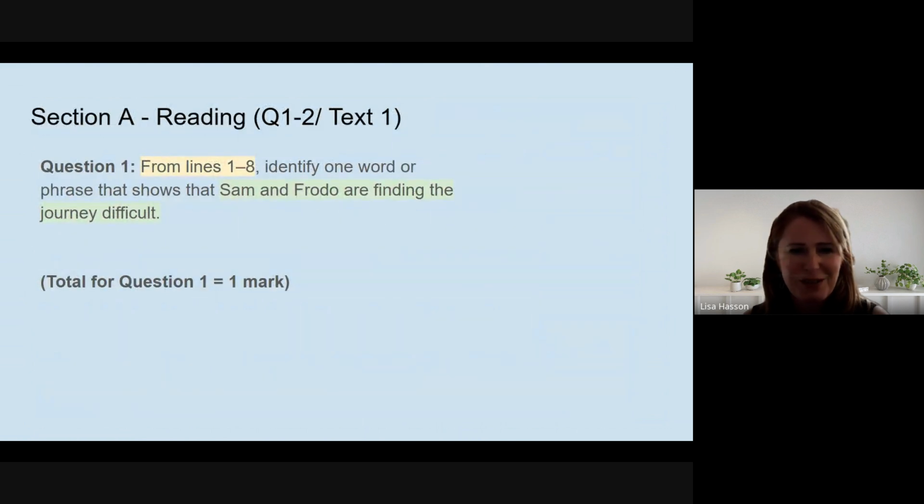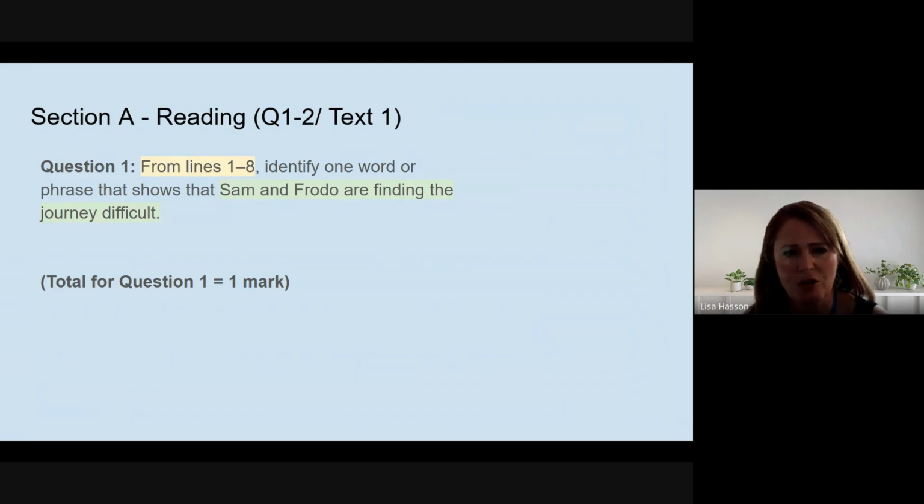Vernices, sorry, not surface. Okay, so the first question then has been lifted from the exam paper here. Question 1 is, from lines 1 to 8, identify one word or phrase that shows that Sam and Frodo are finding the journey difficult. The total mark for this question is just 1, so really you should only spend a couple of minutes on it. It shouldn't take too long to find this information.